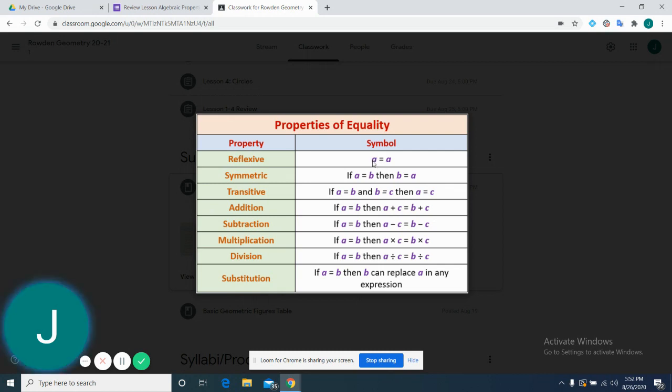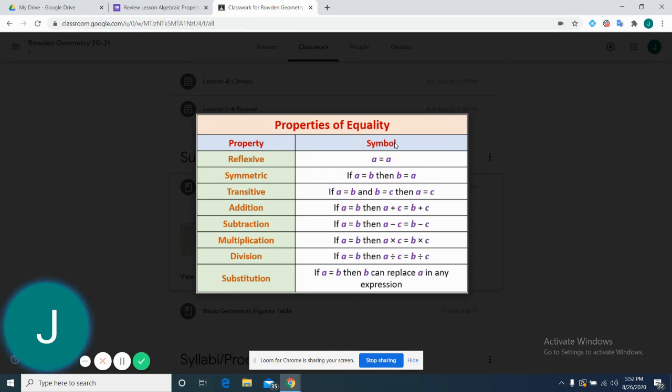So one object is the same as one object. You're saying if the coach is Rowden and the teacher is Rowden, well, Rowden is Rowden, therefore the teacher and the coach are the same person. So it's like the middle step.